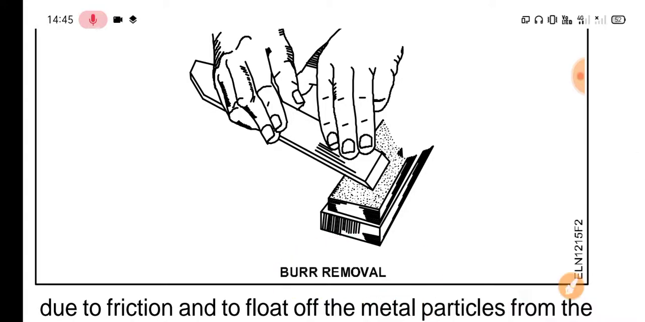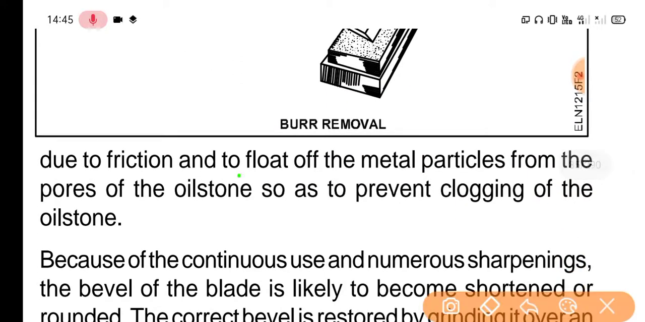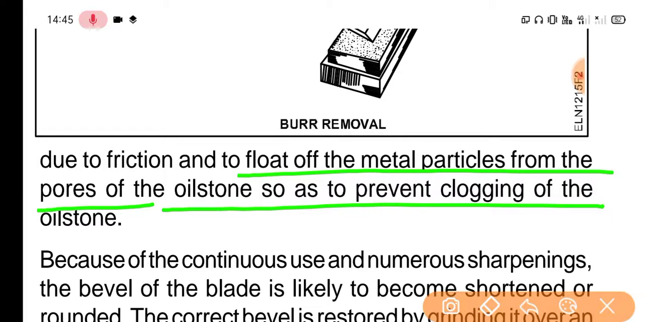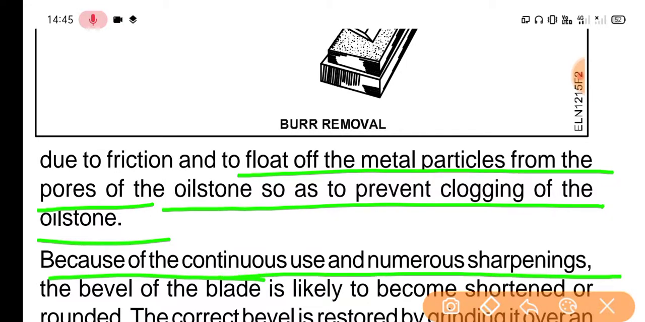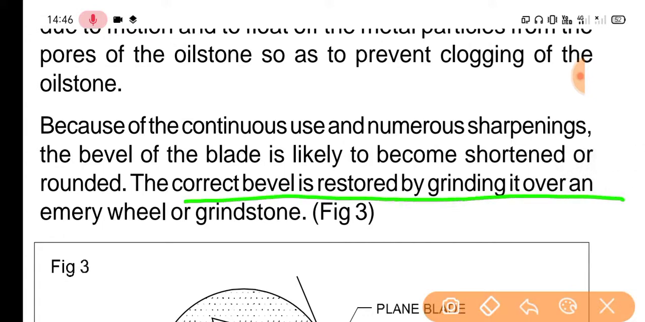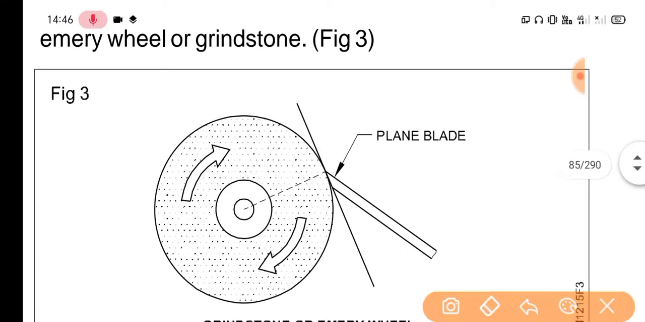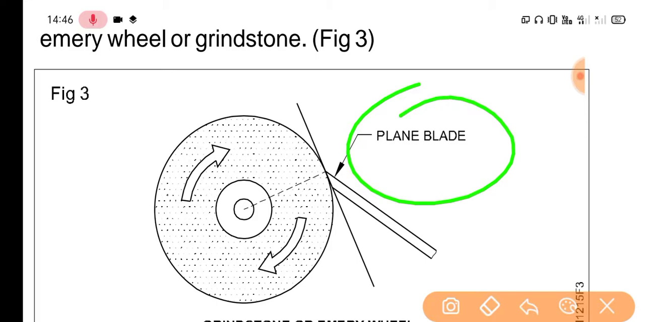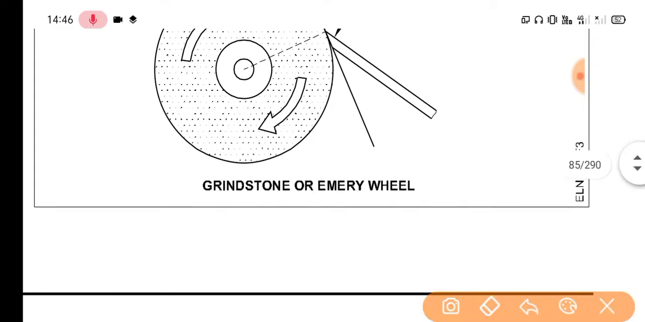Due to friction, oil floats the metal particles out of the pores of the oil stone so as to prevent clogging of the oil stone. Because of the continuous use and numerous sharpenings, the bevel of the blade is likely to become rounded. The correct level is restored by grinding it over an emery wheel or grindstone. Given in picture 3, this is the plane blade, and grinding on an emery wheel.